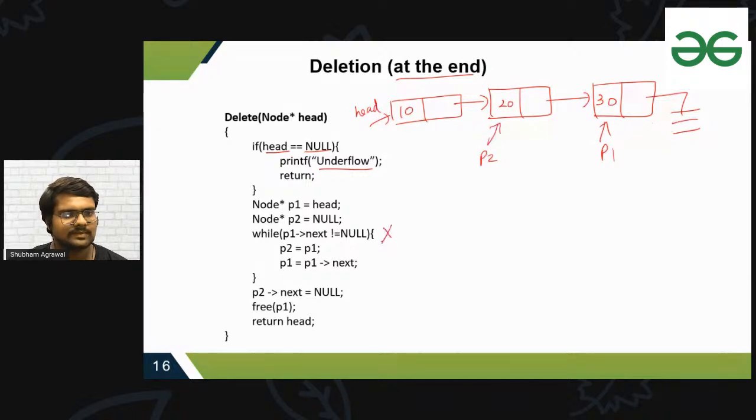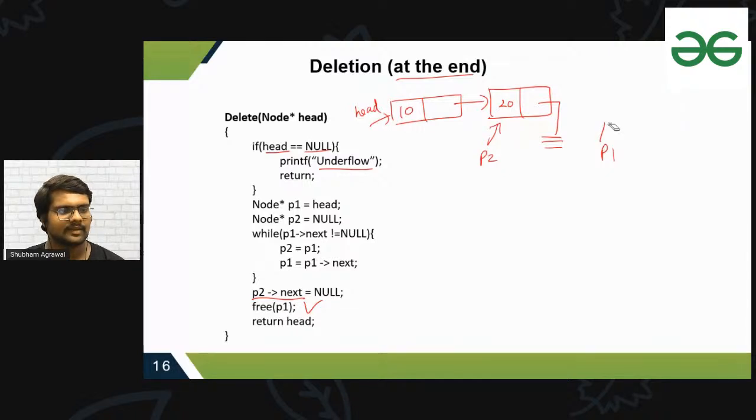And here we will simply do P2 of next equal to null. So P2's next will simply point to null, and we free this memory location. So free P1, which will just delete this memory location. And we will simply return the head.